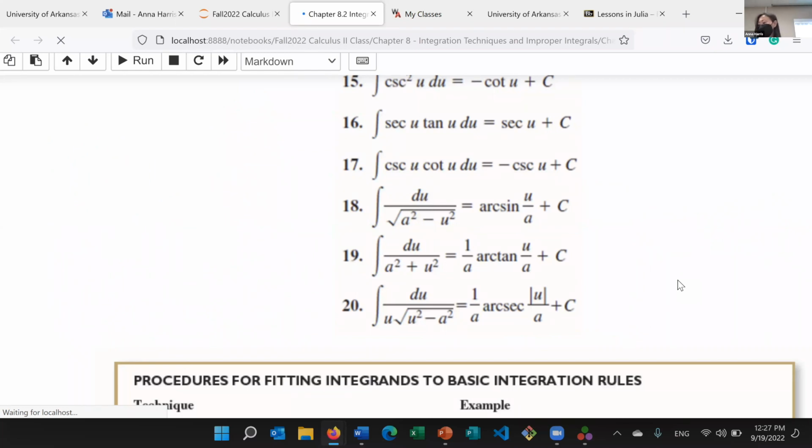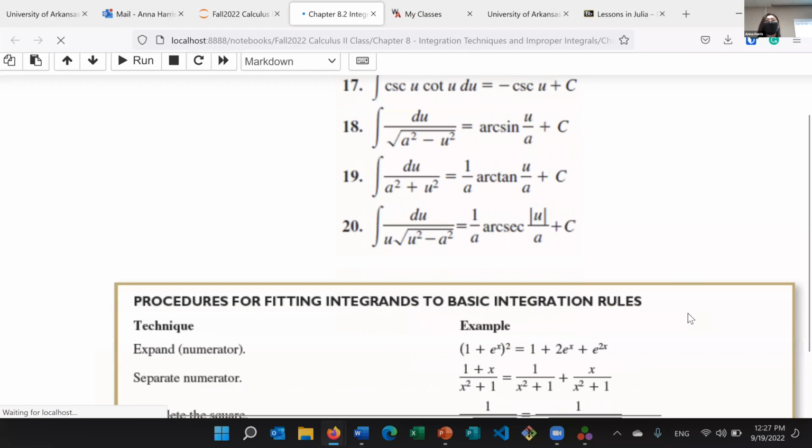All right, so I want you to look at the number 19. You see that? A squared plus u squared is the same as what? 1 over a, arc tangent, u over a. One more, this is the second one, it's kind of complicated. 1 over u times the square root of u squared minus a squared, and you have 1 over a, arc secant, absolute value of u divided by a plus c. Okay, so that's the basic integration that we have learned up to chapter 5.